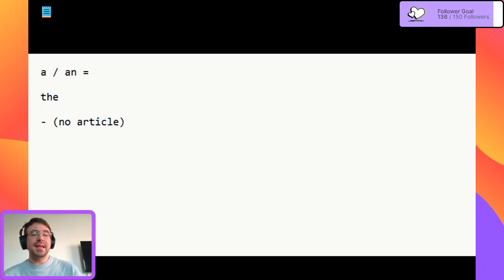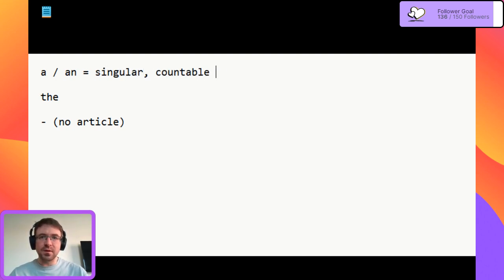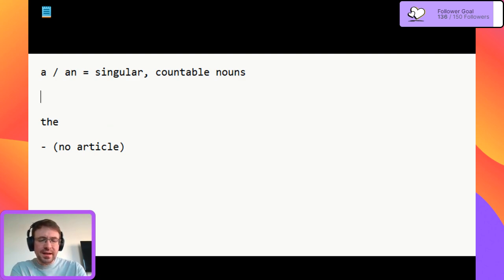First of all, a and an is almost always used with singular countable nouns. So this means that we can count them, and there is only one of them. So, for example, we can say, I bought a computer yesterday. Computer is singular, there's one, we can count computers, so we should use a.